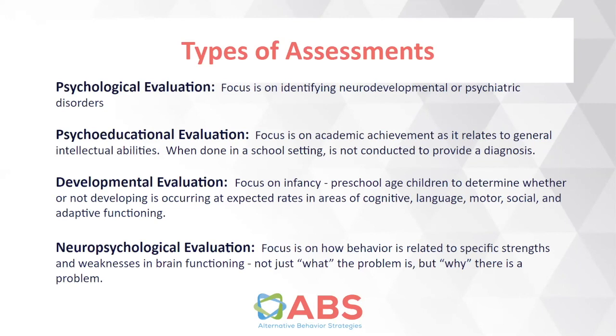Developmental evaluation is going to be for younger children, just focusing on whether their development is at the expected levels. And a neuropsych evaluation is the most comprehensive type of evaluation. It's going to focus on the specific strengths and weaknesses that someone might have in terms of their brain functioning. So in this case, we're looking for not just what the problem is, but why there is a problem. For example, if someone's having trouble reading, is there difficulty reading due to a visual perceptual problem? Is it due to something like dyslexia? Is it due to a problem with fluency or something like that?